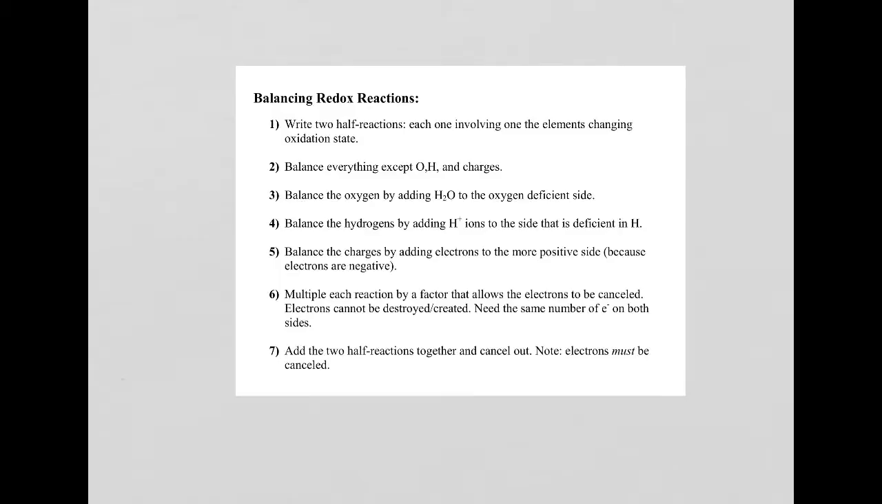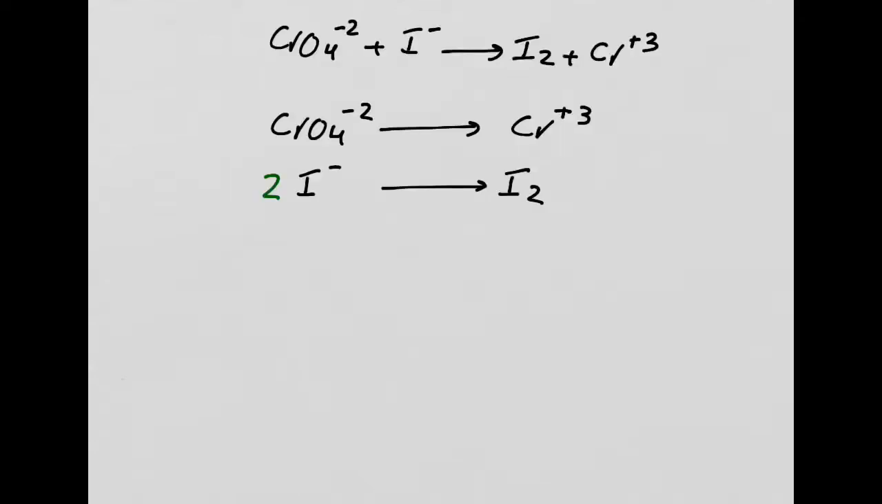I'm going to balance the oxygen by adding H2O to the side that doesn't have enough oxygen. Let's do this together. How many oxygen do you have on this side? Nothing. How many oxygen do you have on this side? You have 4 oxygen on this side. So what do you think is going to happen? I have to add 4 H2O on the side that is oxygen deficient. So you balance the oxygen by adding H2O.